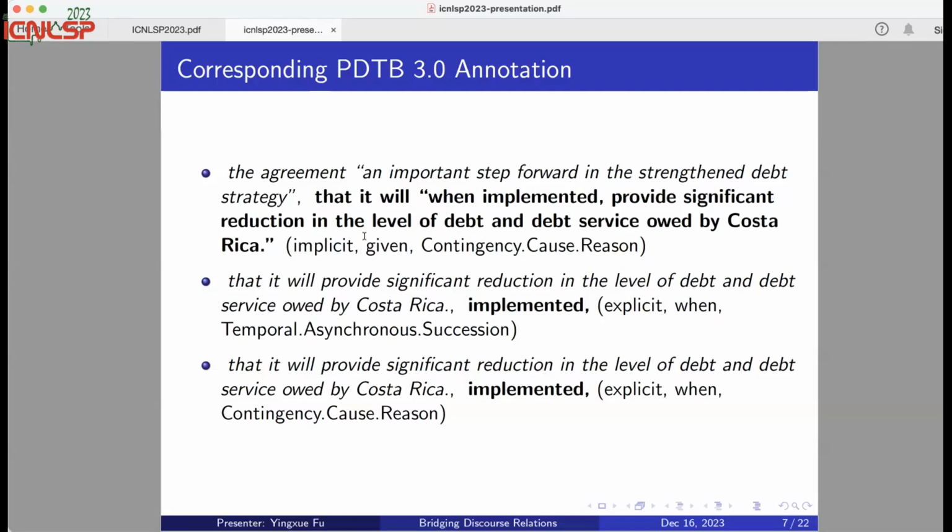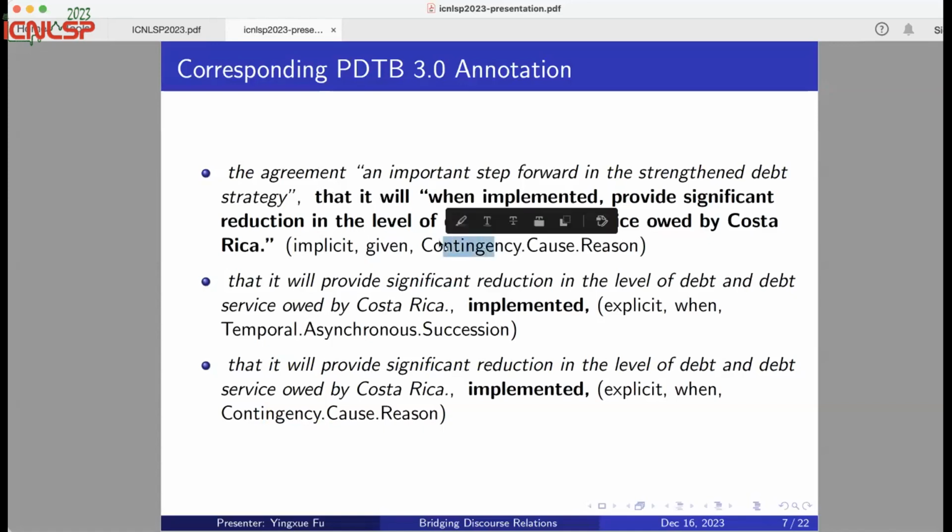But why is there a connective here? Why is a connective given here? Because based on PDTB, the annotators are asked to give a connective that can make this implicit relation explicit. And the annotators may find it possible to insert a connective between these two arguments, and the relation for this argument pair is contingency cause reason.